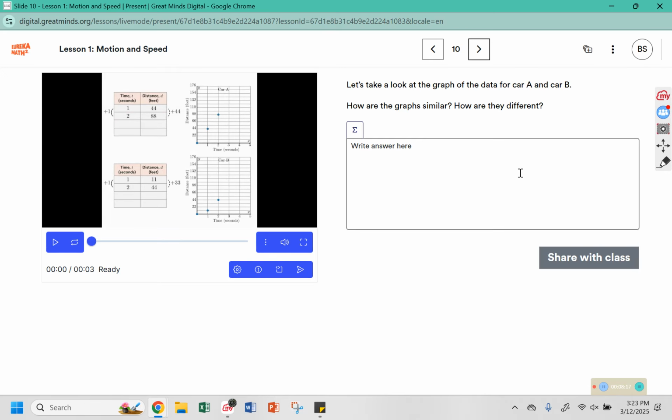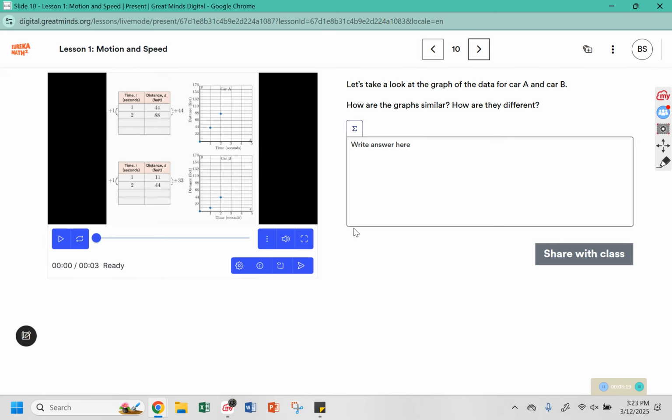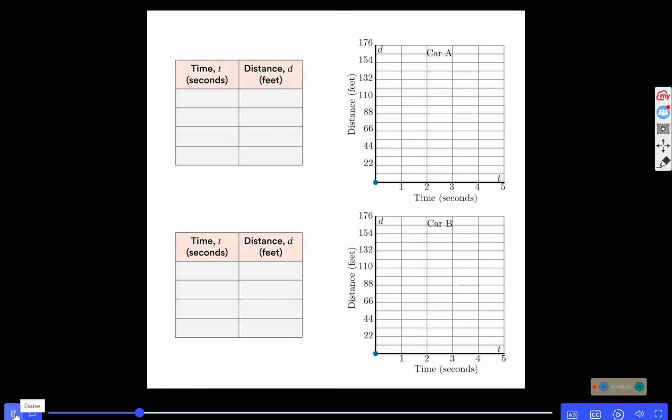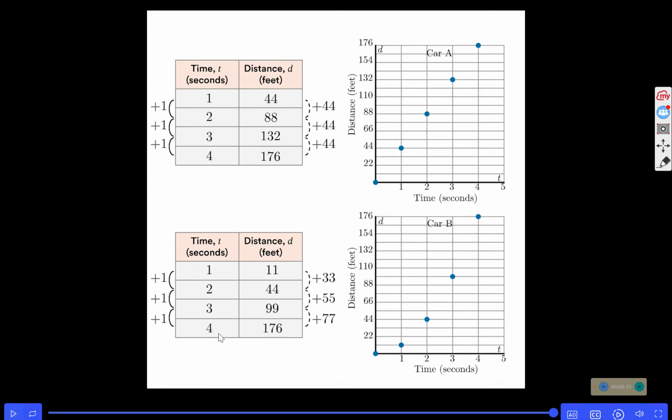Let's take a look at a graph of the data from car A and car B. How are the graphs similar and how are they different? Well, just noting, the axes are labeled with time and distance, so that's a similarity. Let's look for some differences. I see car A creates a straight diagonal line, but car B follows a curve.